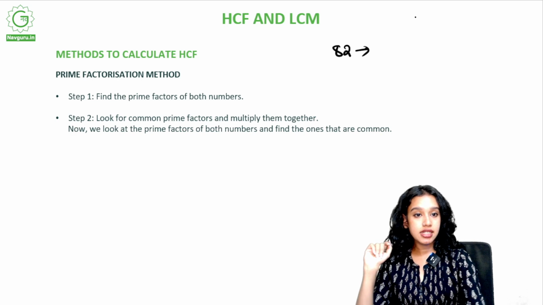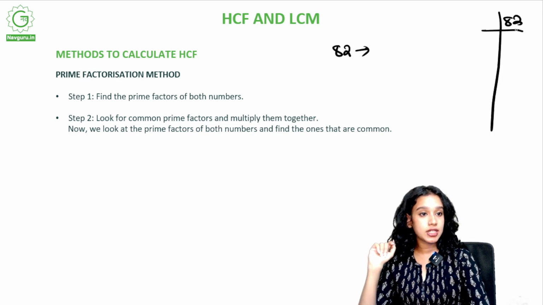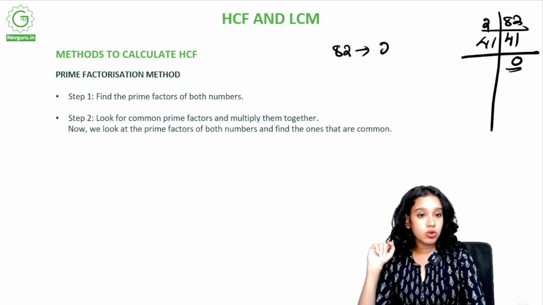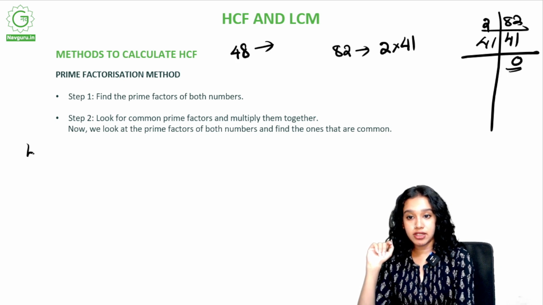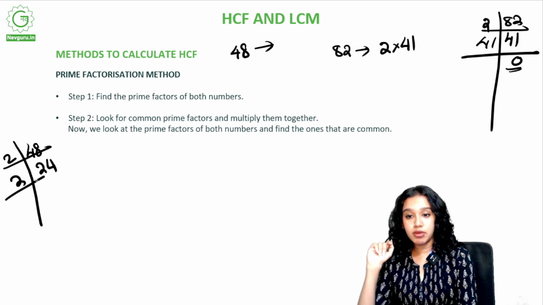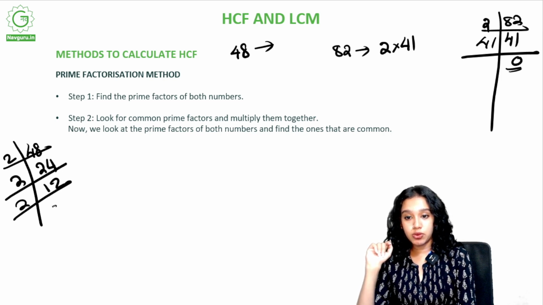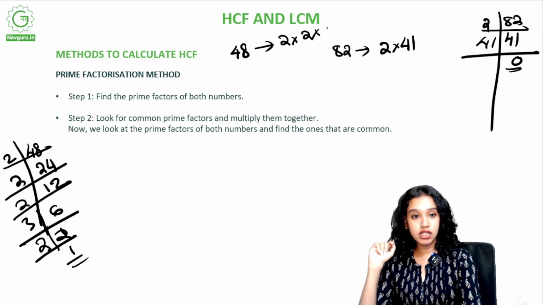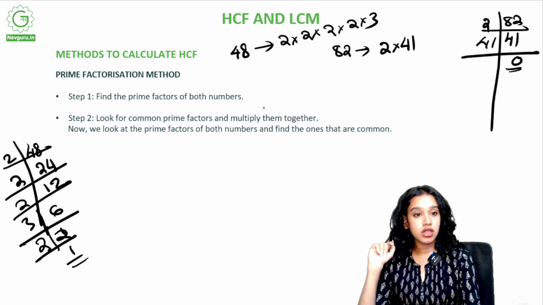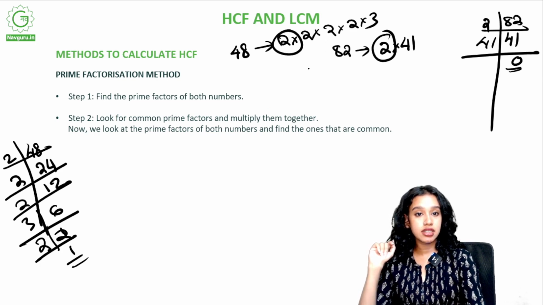82 could be written as, let's do the prime factorization, 41, and 41 is 0. So we have 2 into 41, and then 48, we'll do the prime factorization, we'll get 2, and 24, again by 2 we'll get 12, again by 2 we'll get 6, and 3 we'll get 2, right? Again by 2 we'll get 1. So 48 can be written as 2 into 2 into 2 into 2 into 3. So what is the highest common factor here? It's 2.